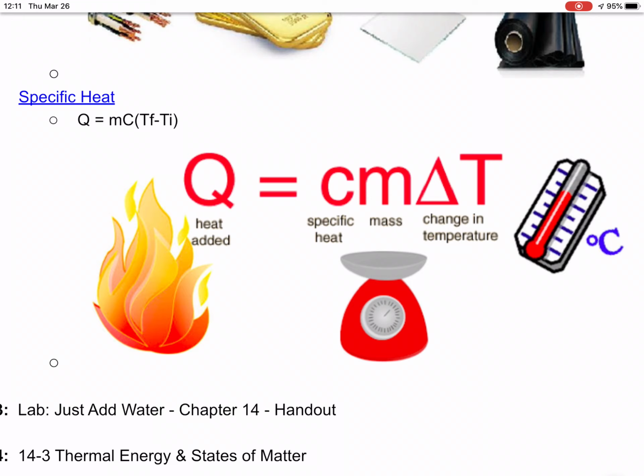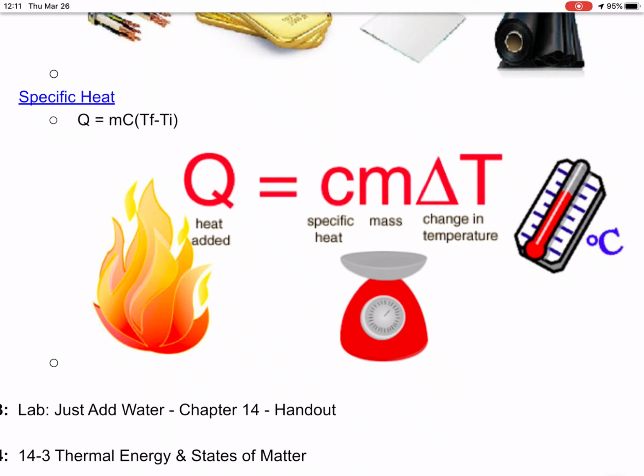Okay, we know that the frying pan heats up faster than, let's say, a piece of wood. So the frying pan has a higher specific heat, the ability to absorb energy without changing temperature, compared to the piece of wood. That will change temperature a lot harder. It's going to take a lot more energy to get that wood to change temperature.